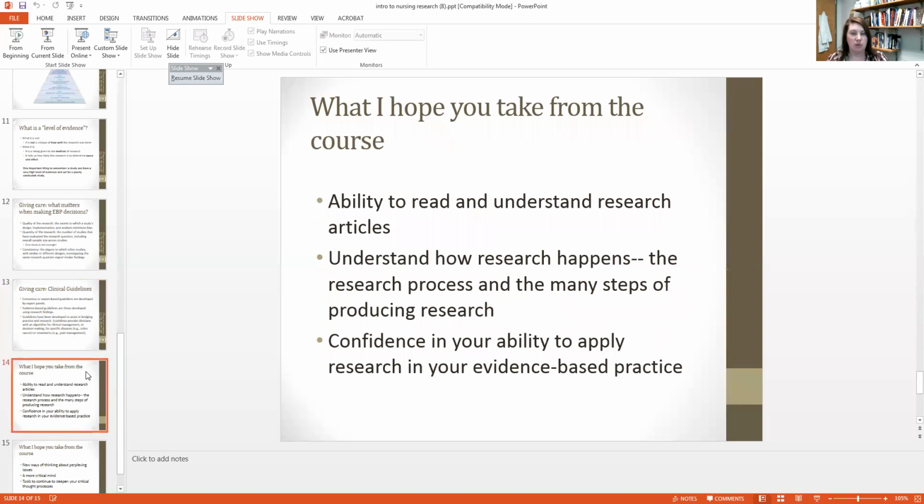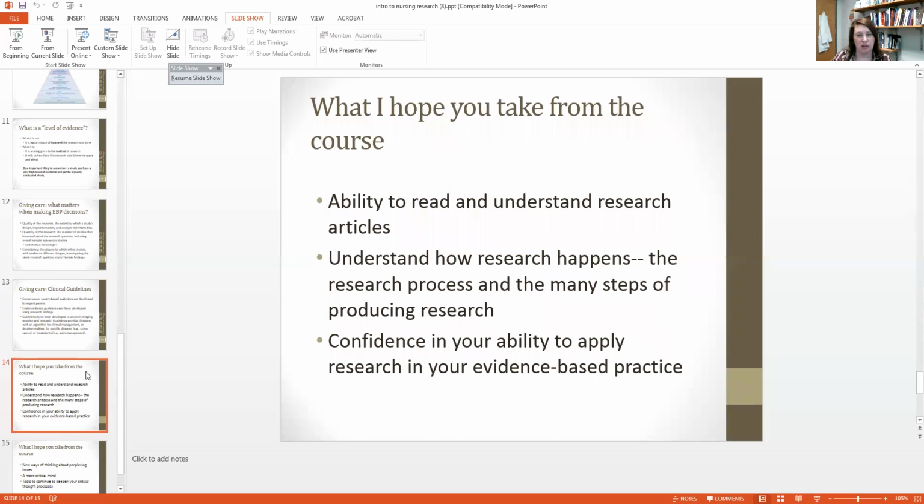What is it that I hope that you are able to take from this course? I hope at the end of the 7 weeks that you feel a bit more of a sense of being able to open an article and determine, is this qualitative or quantitative? Once you decide what kind of article it is, okay, what kind of level of evidence is this? What type of design did they use in this article?